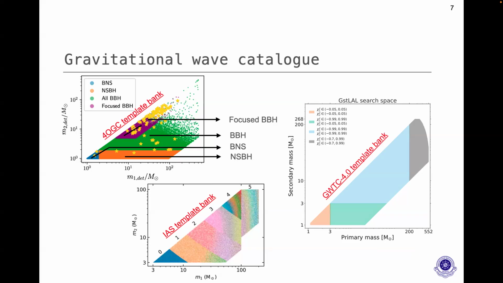What I have shown here is the template bank that has been put forward for the search by different groups. So this is the template bank that we used to create the Open Gravitational Wave Catalog, and the yellow dots are basically our detections. This is the template bank by the LVK collaboration for their 4th observing run. And this is the IAS template bank. Now, using all these template banks, all these 3 groups made their catalogs public.